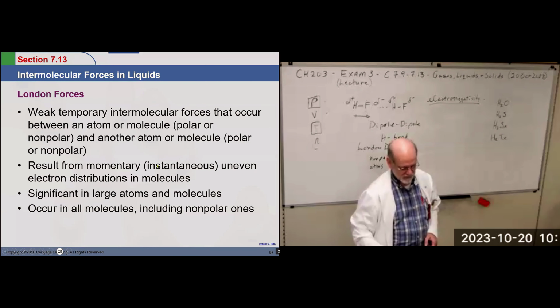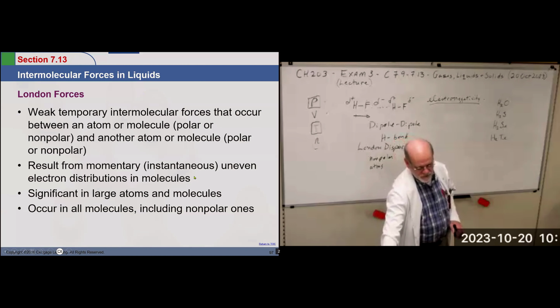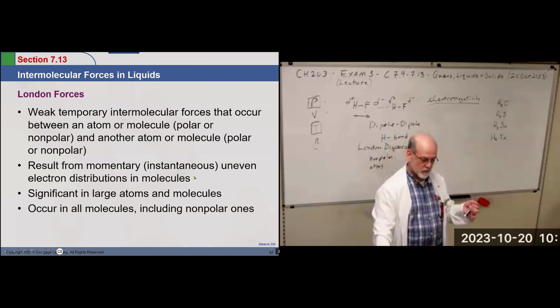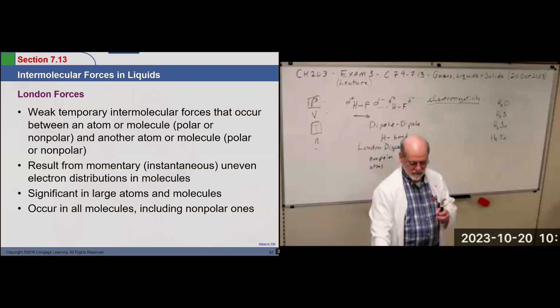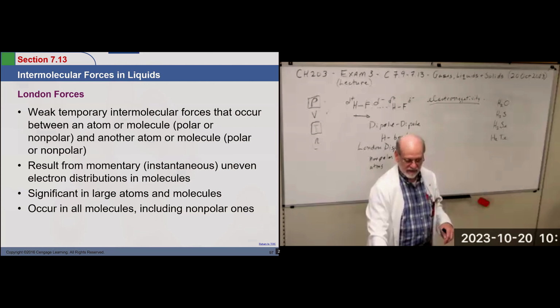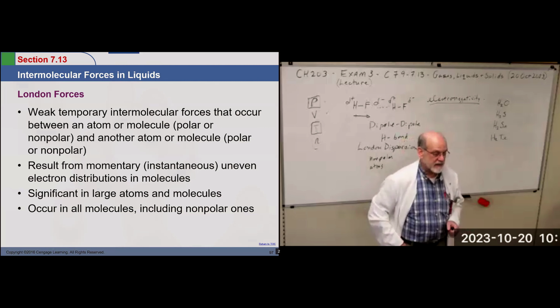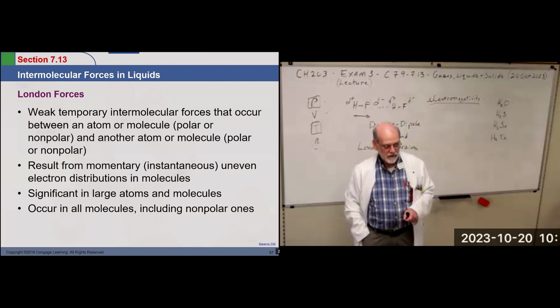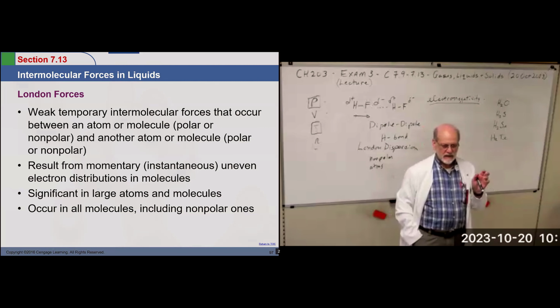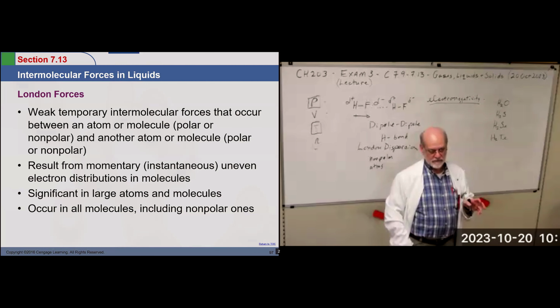All right. We talked about the London forces. They're weak, temporary. Sometimes we refer to them as instantaneous. In other words, they happen and they're gone. Don't blink, you'll miss it. They're very significant in large atoms and large molecules. So we can see that in the hydrocarbon series.